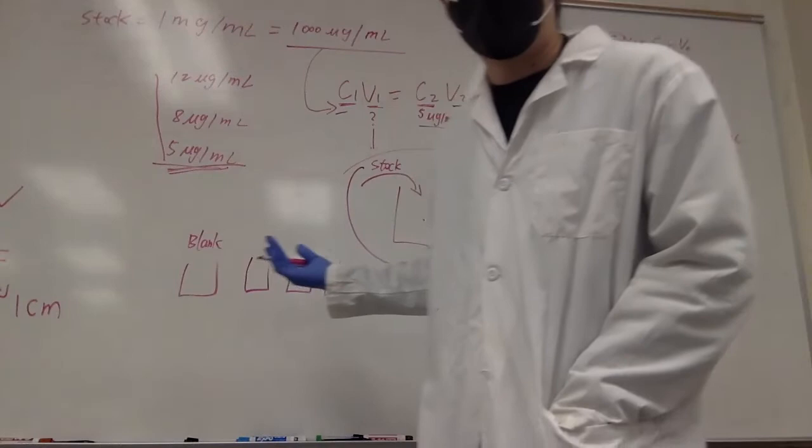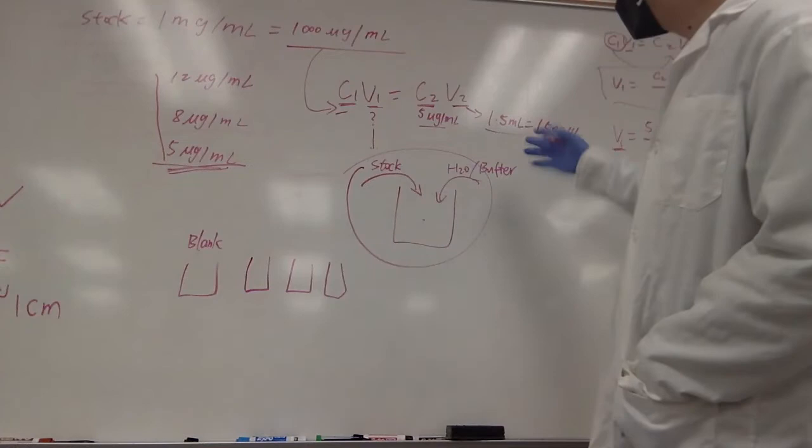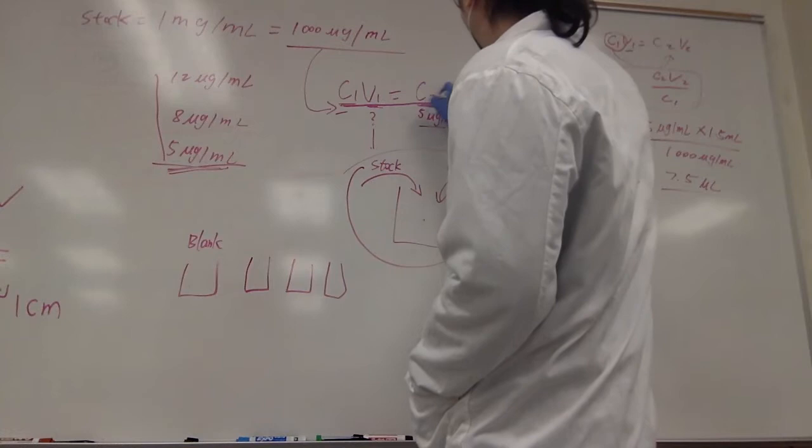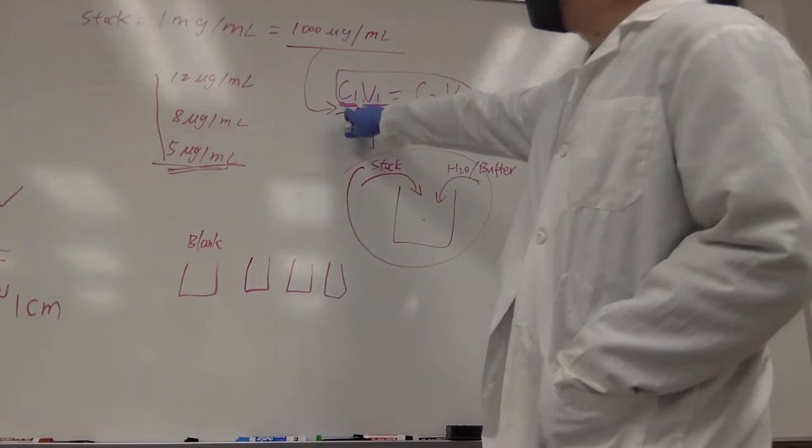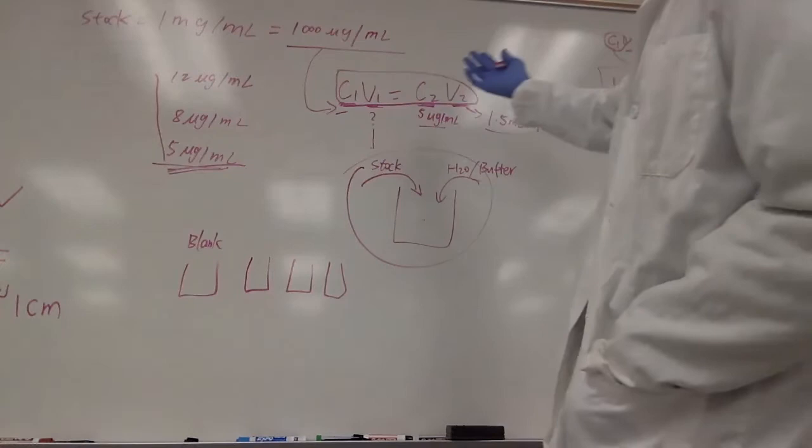So how do we calculate this? We're going to use this equation I wrote here. This equation is C1V1 equals C2V2. So what does it mean?